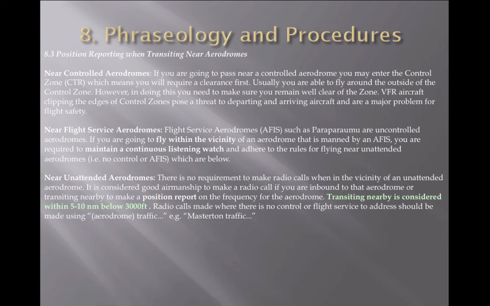Near unattended aerodromes, there is no requirement to make radio calls when in the vicinity of an unattended aerodrome. It is considered good airmanship to make a radio call if you are inbound to that aerodrome or transiting nearby, to make a position report on that frequency for that aerodrome. Transiting nearby is considered within 5 to 10 nautical miles below 3,000 feet. It's highlighted in green because it is the most common exam question out there. Radio calls are made where there is no control or flight service to address. Should be made using aerodrome traffic, so Masterton traffic, Paraparaumu traffic.